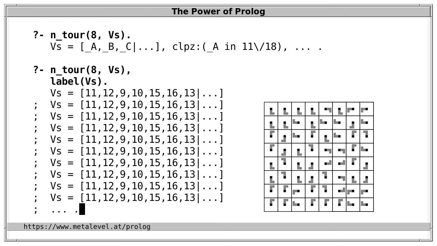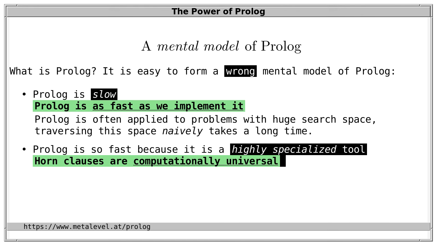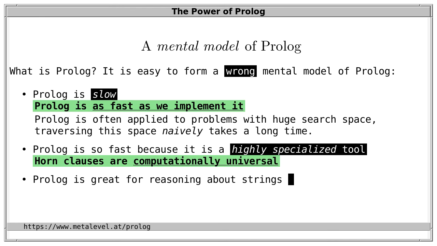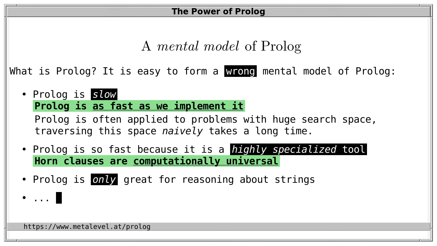Another person, or even the same person, looks at this and sees many solutions found easily, and then says, Prolog, of course it's so fast, because it's such a highly specialized tool. Even though Horn clauses are computationally universal, we can express every computation with Prolog. It's Turing complete. Another person, or again the same person, looks at this and says, Prolog is great for reasoning about strings. That's the only thing it's truly good at. And then maybe looks at this lambda expression and says, Prolog is mostly a functional language, and so on. So it's easy to form a wrong mental model of Prolog.